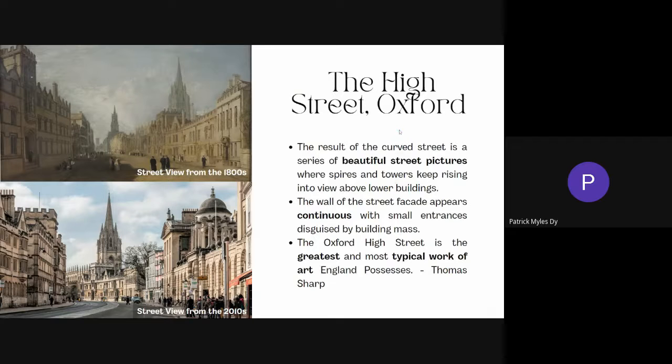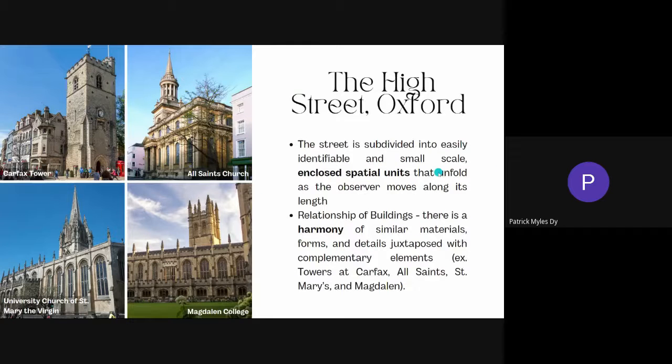So the result of the curved street is a series of beautiful street pictures, according to Moughtin, where spires and towers keep rising into the view above the buildings. As you can see in the picture, from the 1800s to the 2010s, the buildings and architectural treatment were maintained. And the wall of the street facade appears continuous also, with small entrances disguised by the large building masses. And the Oxford High Street, according to Thomas Sharp, is one of the greatest and most typical works of art in England. Next slide, please.